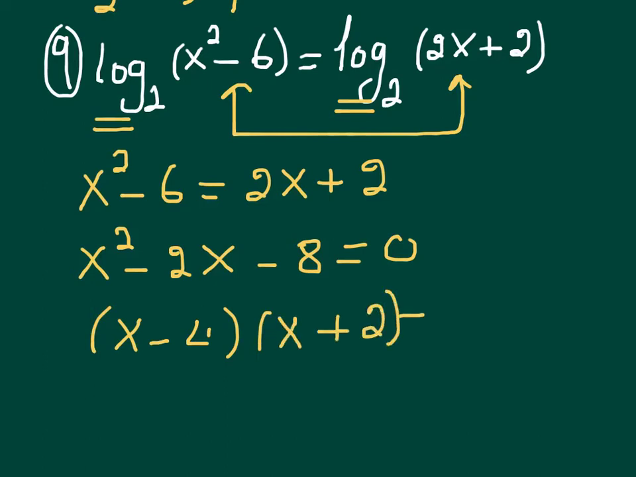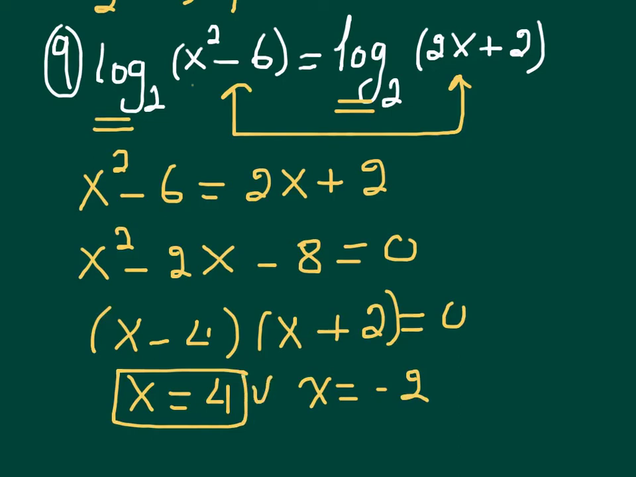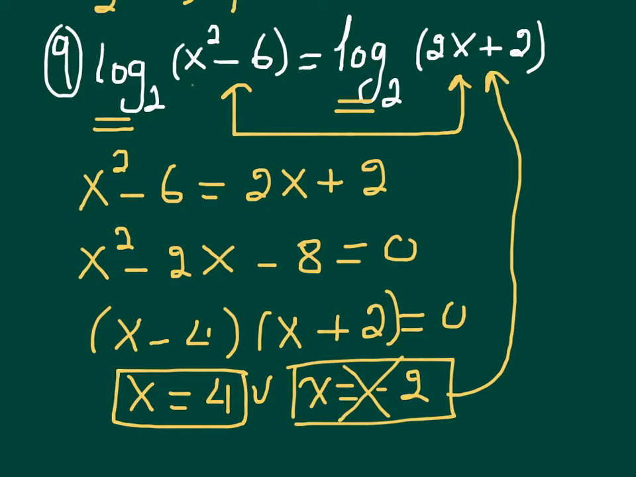As you can see, we have 2 possible solutions. But since we're dealing with a log function, we just have to check our solution. The 4 seems to work because 4 squared minus 6 is positive. 2 times 4 plus 2 is positive. This one looks pretty good. We're going to keep it. This one we're going to have to throw it away because when you substitute it over here, it gives you negative 4 plus 2, which the quantity is negative, and that would not work. We have to throw it away.